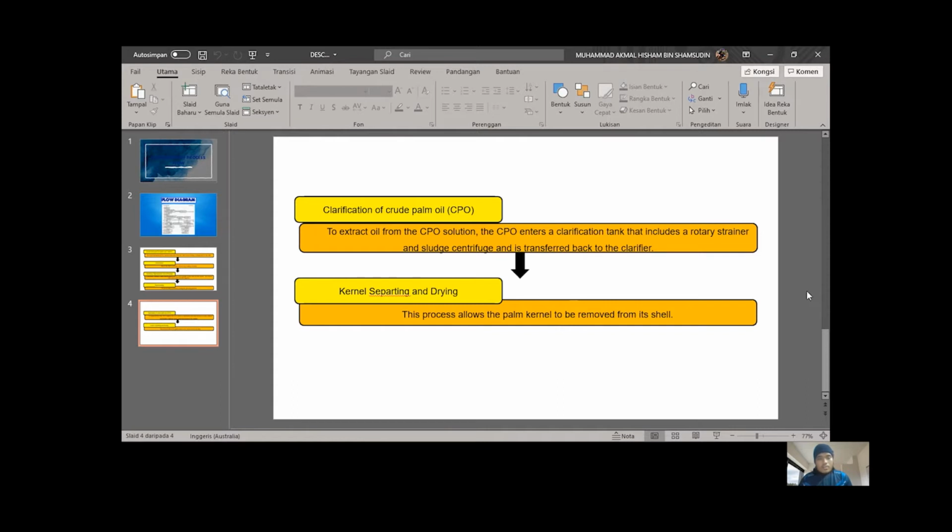To extract oil from the CPO solution, the CPO enters a clarification tank that includes a rotary strainer and sludge centrifuge and is transferred back to the clarifier. Lastly, kernel separating and drying. This process allows the palm kernel to be removed from its shell.